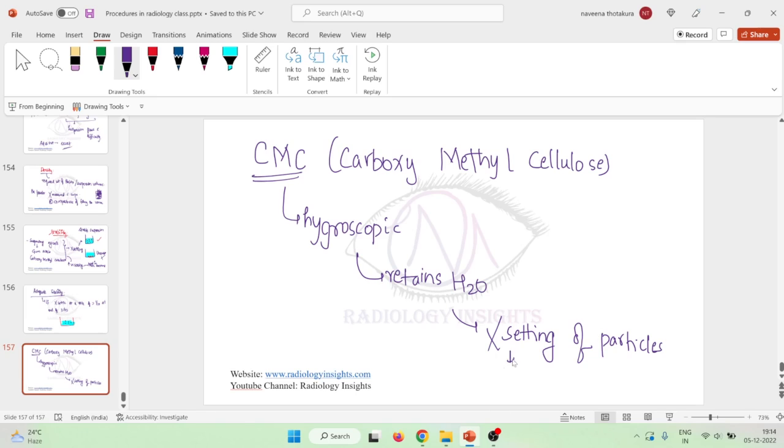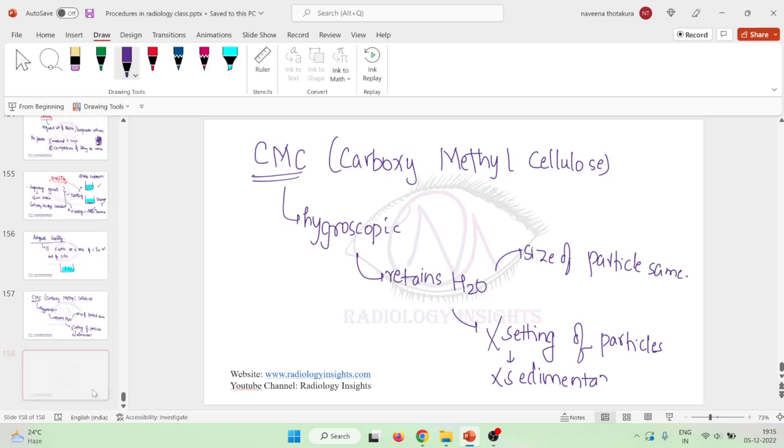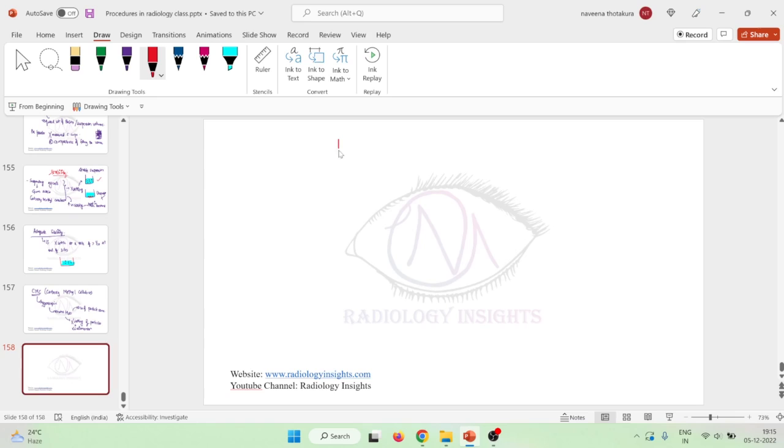Thus, it will also prevent sedimentation, which is nothing but settling, and thus keeps the size of the particles the same. Thus, carboxymethyl cellulose is used in the preparation of barium to maintain the stability of the barium suspension.